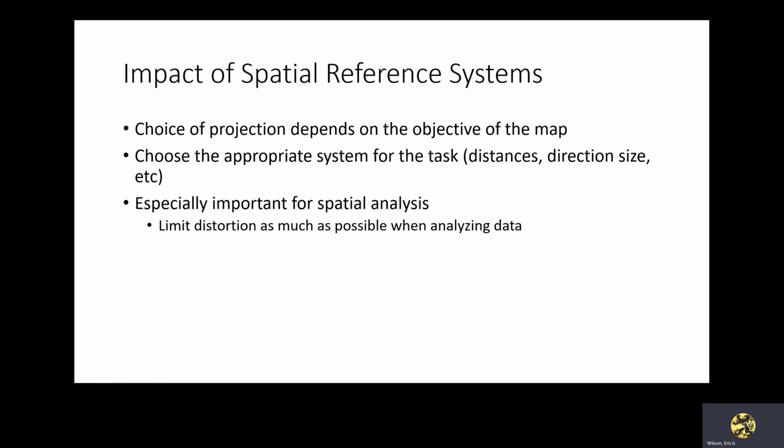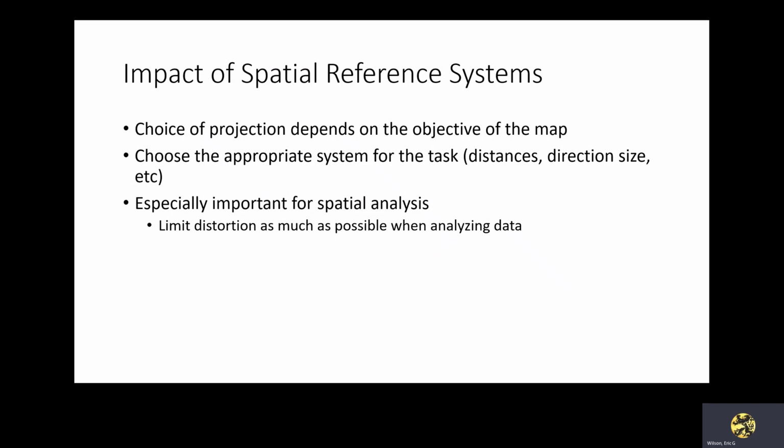Like I said earlier, the choice of projection depends on the objective of the map. And once again, just to reinforce that, you choose the appropriate system for the task, whether you're looking for true distances, direction, size, etc. And it's especially important for spatial analysis. I want to make sure I reinforce this: you want to pick the spatial reference that limits distortion as much as possible when you're analyzing data, if you're looking at the data geographically.